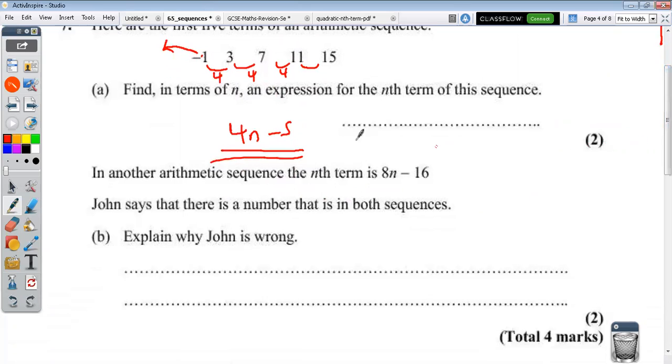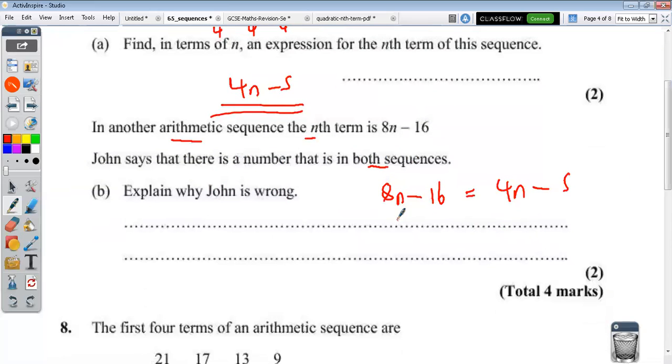They are saying in another arithmetic sequence, this one is the nth term. John thinks there is a number in both sequences. So if there is a number in both sequences, what it means is 8n minus 16 is equal to 4n minus 5. You should get a whole number when you try to solve this. Clear? That's what it means. If it's wrong, we won't get a whole number. If we get a whole number, it's correct. There's a number that is the same in both sequences.